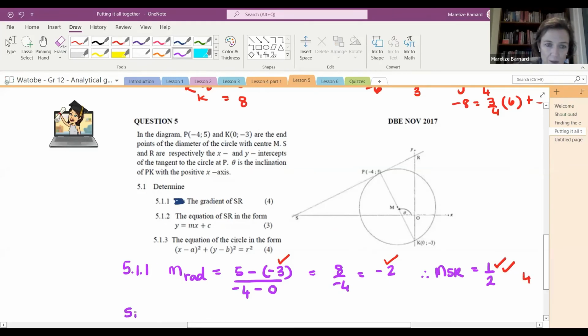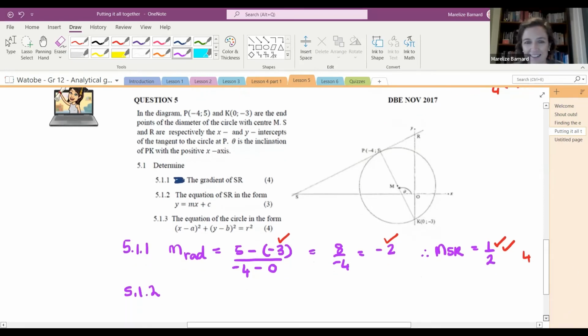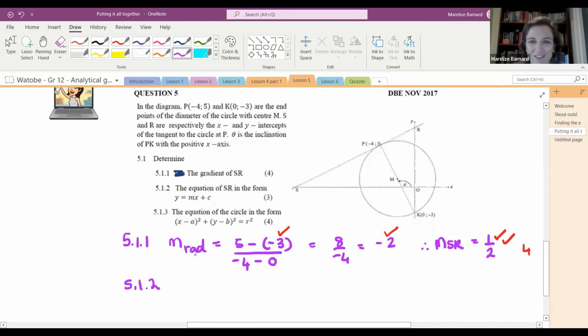Let's see, 5.1.2, that is the equation of SR in the form y = mx + c. I see there's a little bit of stalling on 5.1.3. So it was giving the coordinates of the center. Okay, a little bit of a slowdown when we have to do the center of the circle. Remember, M is the center, and it is the midpoint of PK. I think I've given it away now. I just can't help myself.